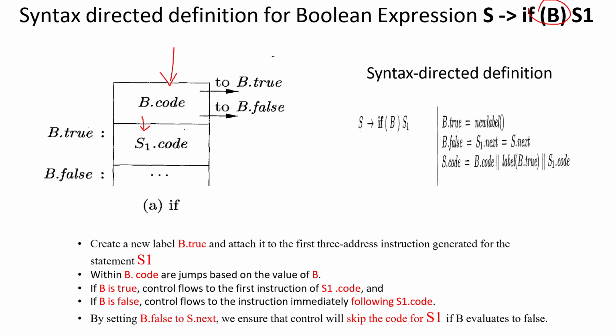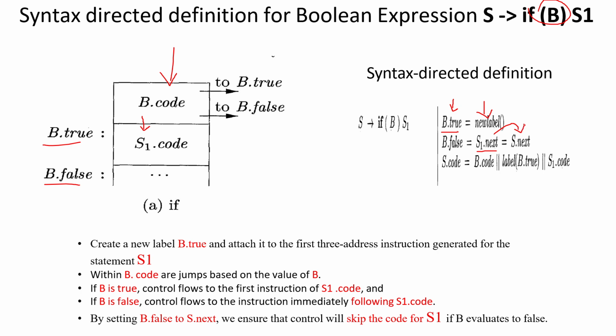So there are two labels. One is B dot true and the other one is B dot false. As I told, we are evaluating B. Suppose B is true, it will create a new label. If B is false, whatever statement is after S1 will be executed. So that is S1 dot next, which is equal to S dot next.